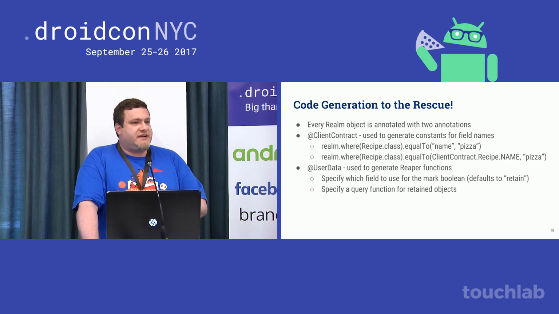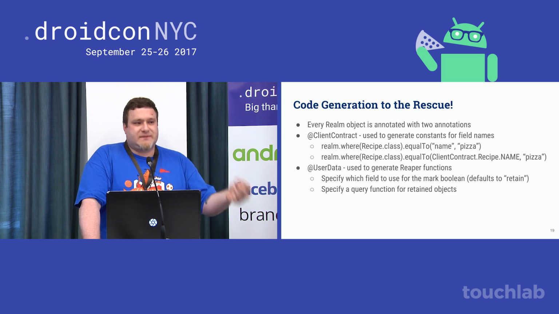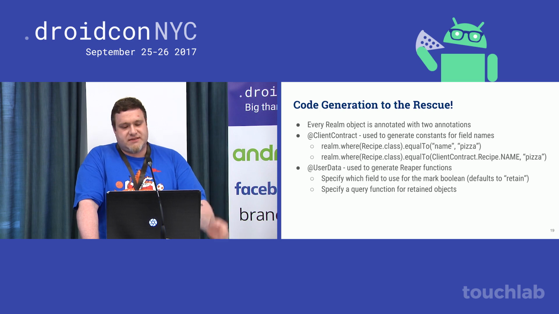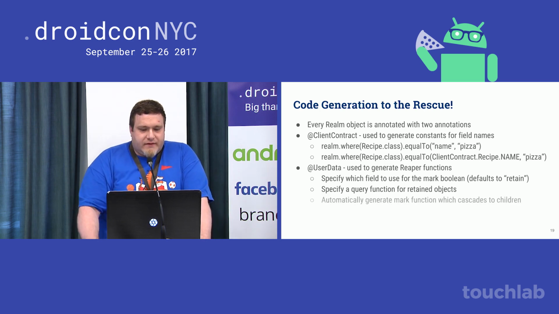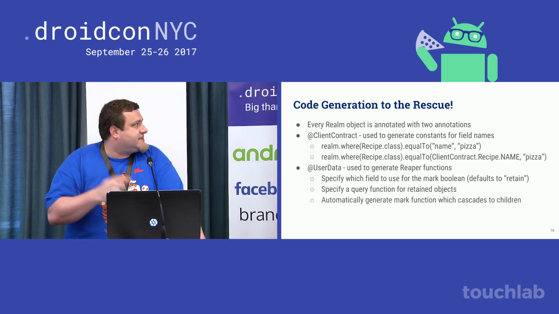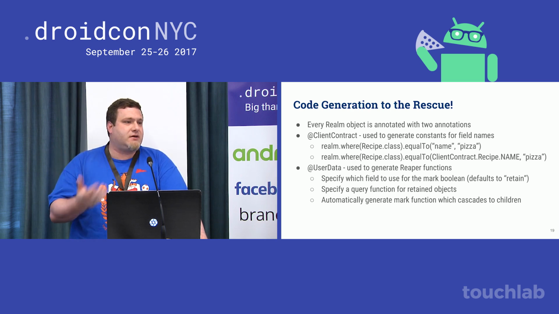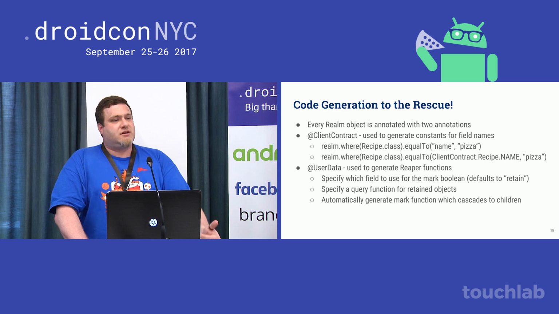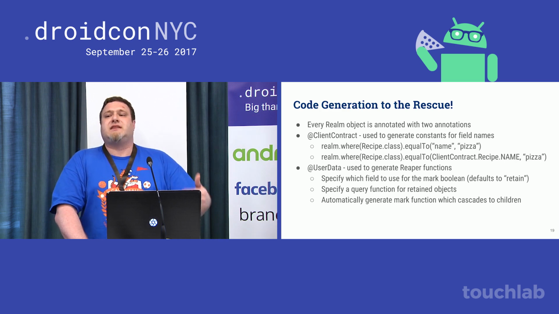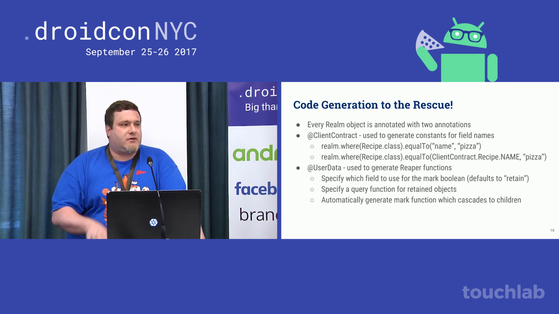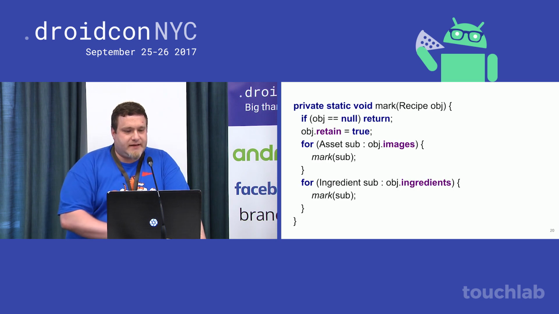We only need the ingredients that are necessary for the recipes we want to keep, right? So we care about which recipes to keep, but ingredients, you only keep them if their parent says they're kept. And then finally, the other cool part of this is we use this annotation to generate the mark functions automatically. Because the code generation can actually inspect the code, it knows what your children are, and it knows how to write code to cascade the mark function down to each child. This is a key piece of making our Reaper actually easy to maintain.